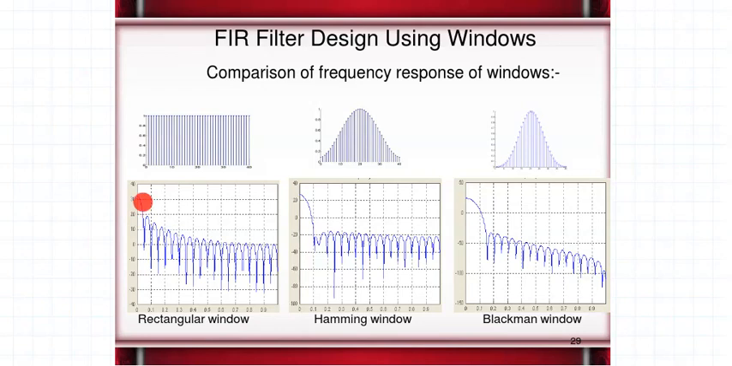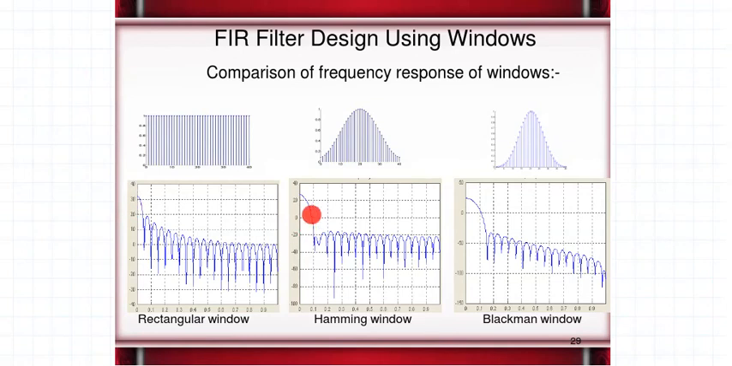because the main lobe governs the transition width. So if the main lobe itself is narrow, the transition width is narrow, and therefore we can say that if we design a filter using the rectangular window, we can get sharp filter cutoff characteristics.